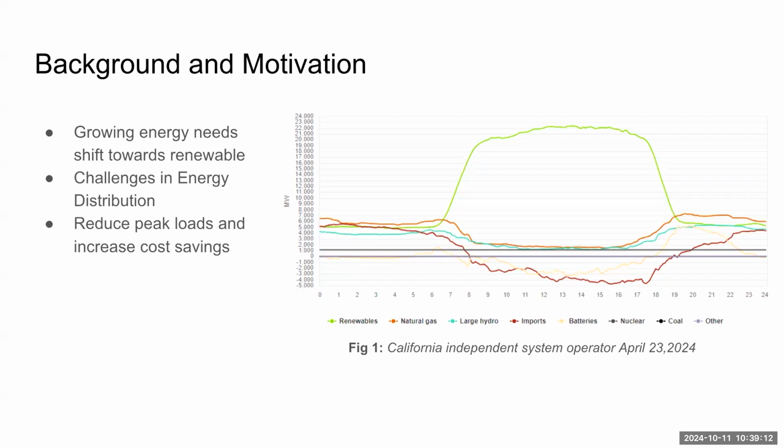Hydro is the same. So hydro comes up in the evening, and then nuclear and coal. We only have one nuclear plant left. That's the stable black line. And then we have imports here that also play a big role. So we export during the day, and then we import in the evening.